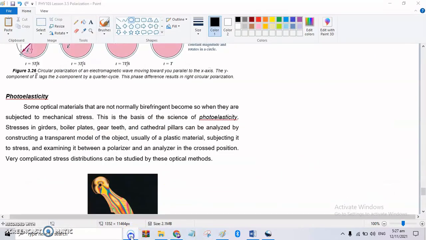So, let's continue. Some optical materials that are not normally birefringent become so when they are subjected to mechanical stress. This is the basis of the science of photoelasticity. Stresses in girders, boiler plates, gear teeth, and cathedral pillars can be analyzed by constructing a transparent model of the object, usually of a plastic material, subjecting it to stress, and examining it between a polarizer and an analyzer in the cross position. Very complicated stress distributions can be studied by these optical methods.